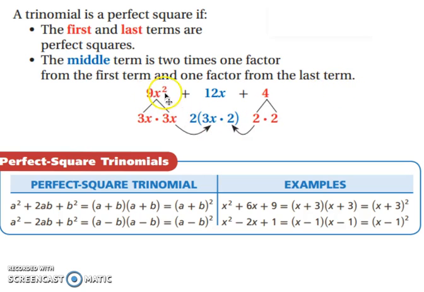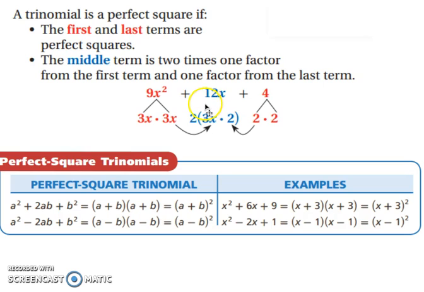So if we have 9x squared plus 12x plus 4, 9x squared is a perfect square, 3x times 3x. 4 is a perfect square, 2 times 2. And then if we take one factor from here, 3x, and one factor from here, which is 2, and multiply that by 2, 2 times 3x times 2 is in fact 12x. So this would be an example of a perfect square trinomial.